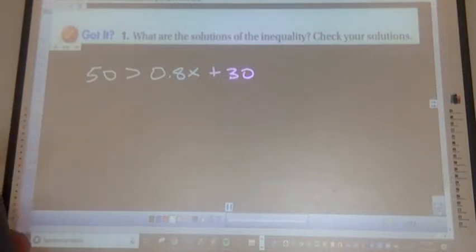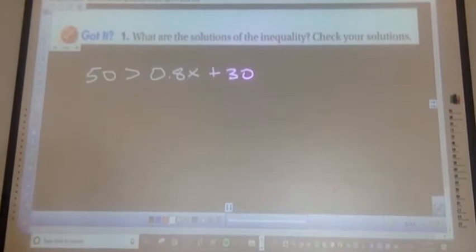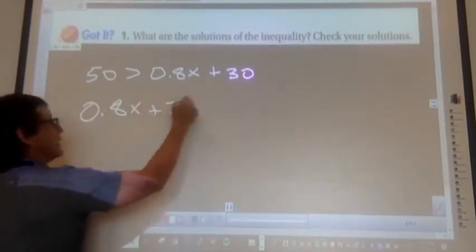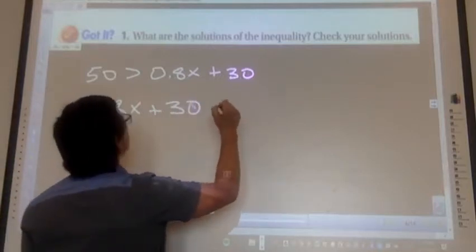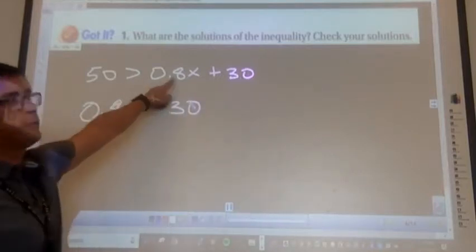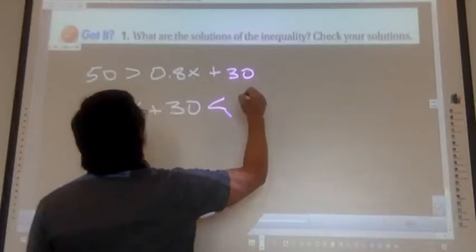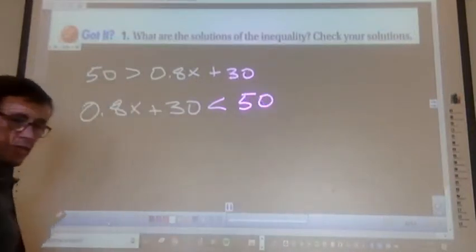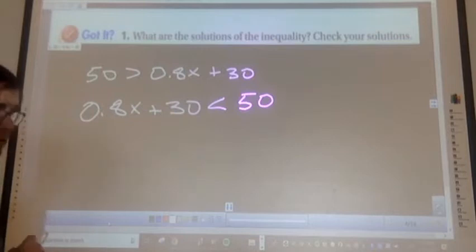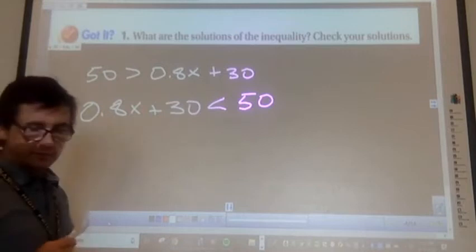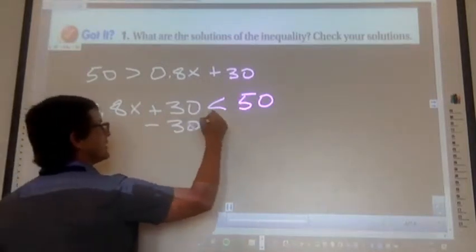Okay, write this one down. Yeah, there's something I want to talk about with this problem. First thing I'm going to do, if I were doing this homework, I would always switch the variable to the left side. And then I think the pointy part points to the 0.8, so I want to make sure the pointy part still points to the 0.8. And then what would you do first, Charlotte? Subtract 30 from both sides. Minus 30, excellent.